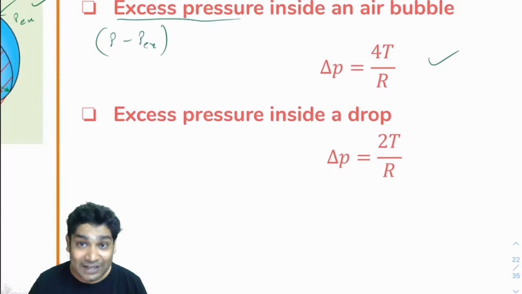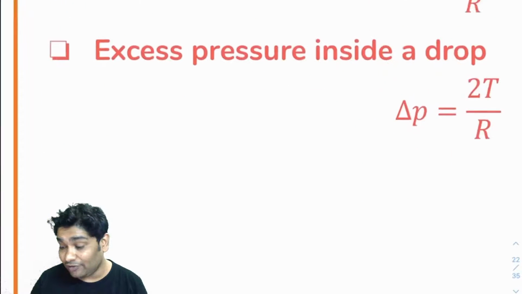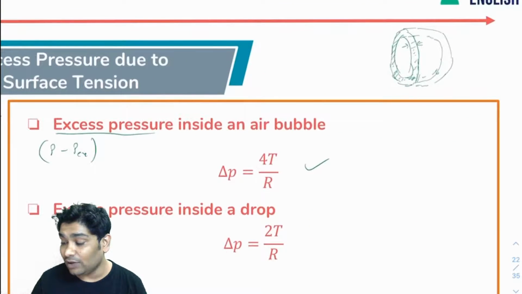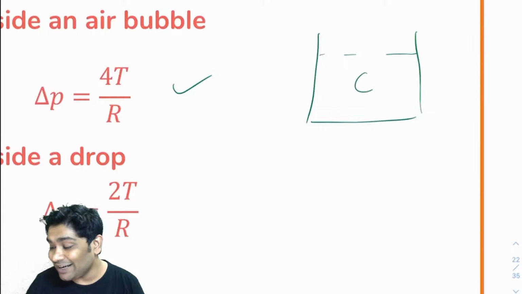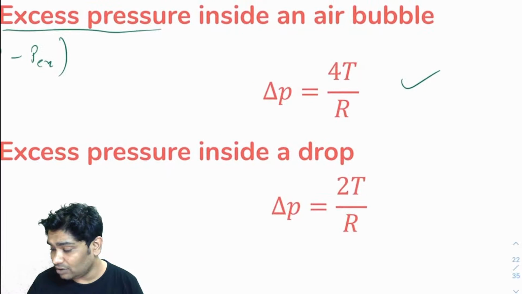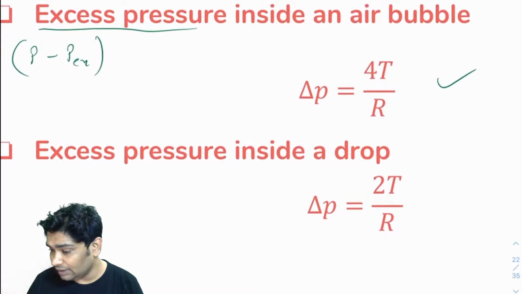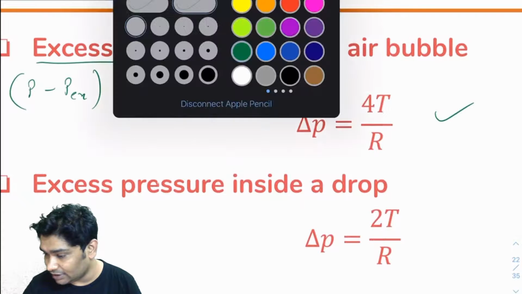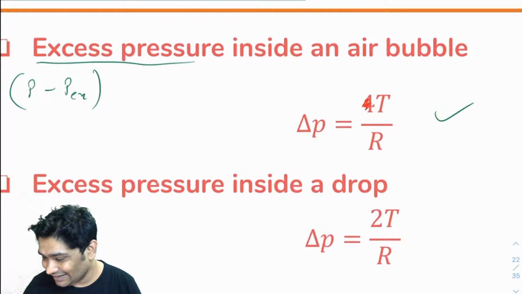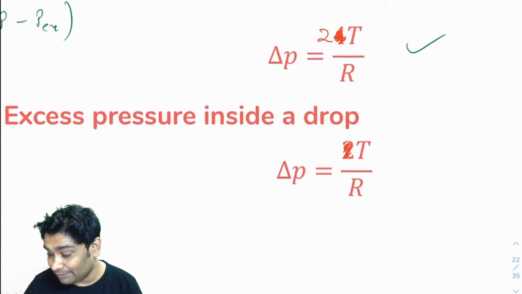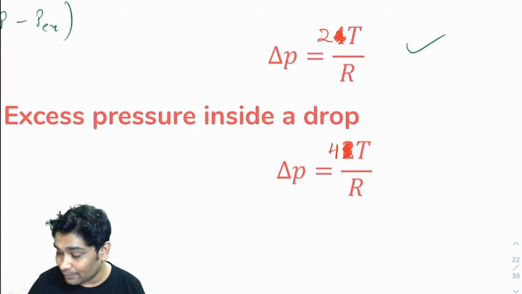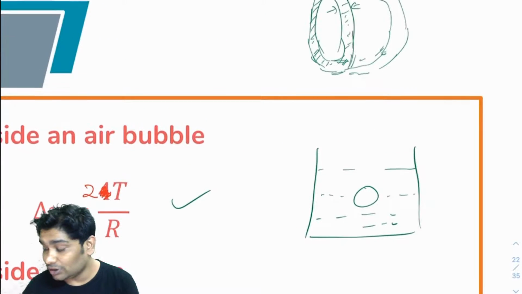In case of a drop, okay, so if you had an air drop inside a liquid, so if you had a liquid and inside you had an air bubble, okay, so I think this is incorrect. This is the opposite. So this should be 2 here and this should be 4 here. Alright, this is correct.